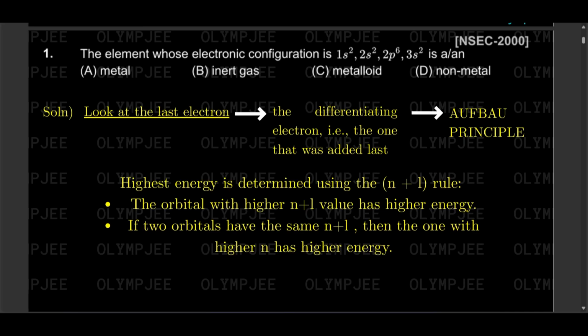The highest energy orbital in which the electron will enter is depicted according to the n plus l rule. The l value for s, p, d is 0, 1, 2 and so on. So this would have 3 plus 0, 3, and this would have 2 plus 1, 3, and 2 plus 0, 2. These two have the same n plus l value, so in such a case, we look at the higher n value. So this has higher n, 3 than 2.